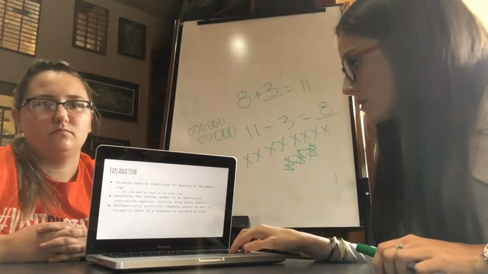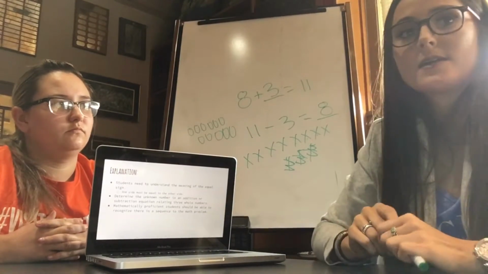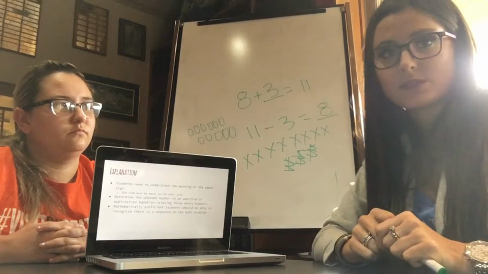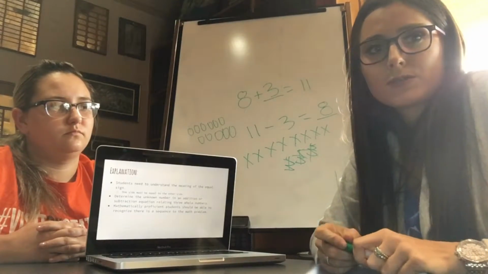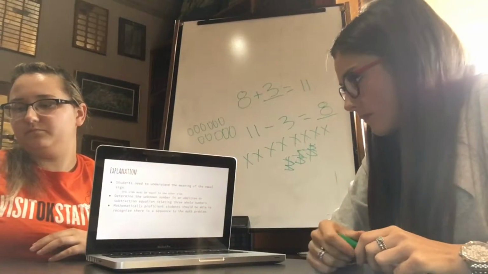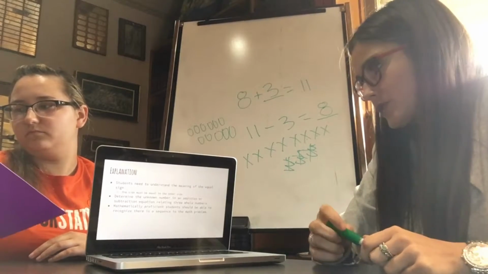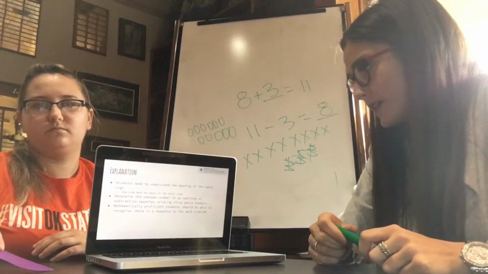Students should be able to understand the meaning of the equal sign. Like I already said, that one side should be equal to the other side. And also students should be able to determine the unknown in the addition or subtraction equation relating to 3 whole numbers.